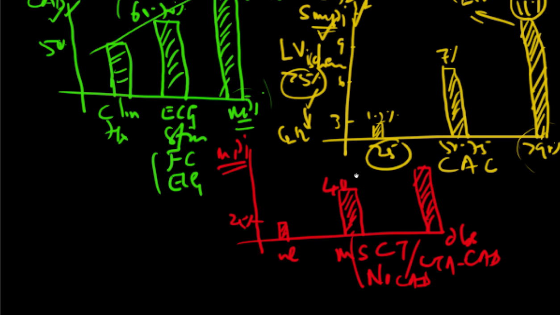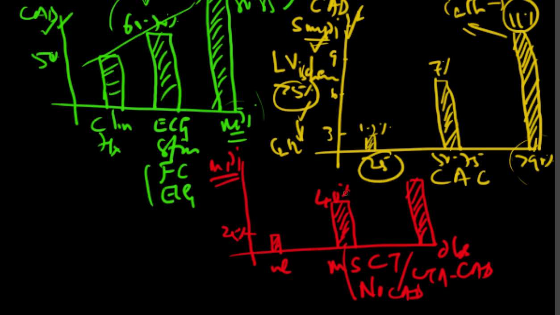40% of these patients who have non-obstructive CAD have a perfusion defect which is significantly positive. So here we have 40%. And this is about 50% or so. That means half the cases who have obstructive CAD will have a perfusion defect which is significant.